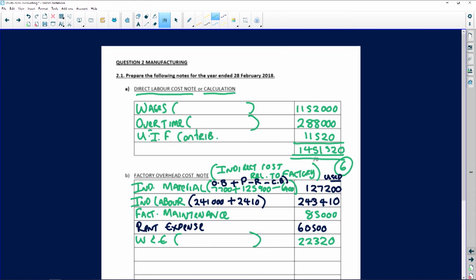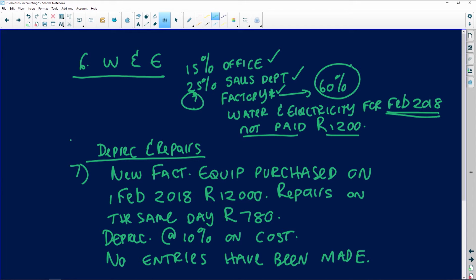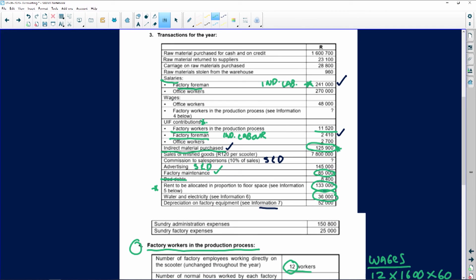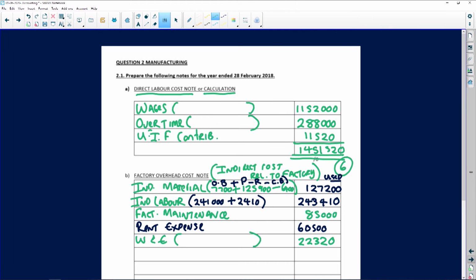So let's now look at the depreciation and repairs. Now, if you look at the table given, you would notice that they're already giving you depreciation on factory equipment, 52,000, but they're also telling me to see information 7. So the first thing I'm going to do is first bring through the 52,000, so depreciation, in brackets 52,000, and now let's go to the additional information to see if we need to adjust this figure.